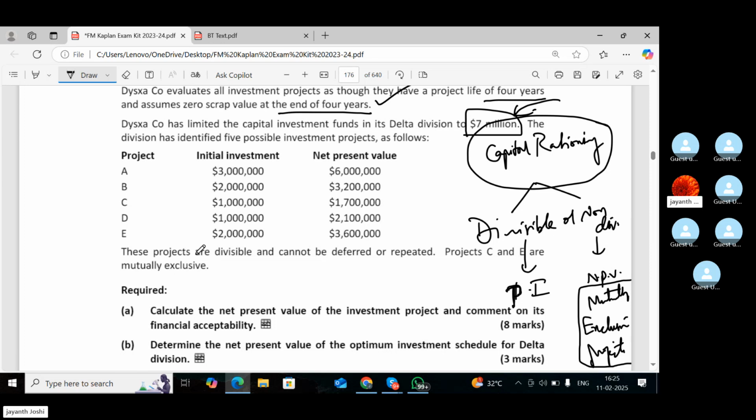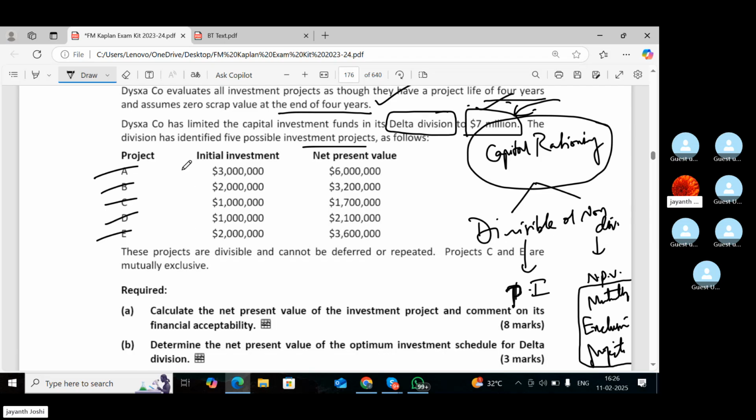So we can go further. The division has identified 5 possible investment projects. So there are 5 projects they are looking at. Dysxa company has limited the capital investment funds in Delta division to $7 million. The Delta division has to identify some good projects where they can invest this $7 million. So they have identified 5 possible investment projects, that is project A, B, C, D, E.